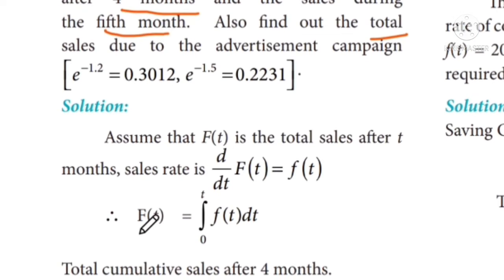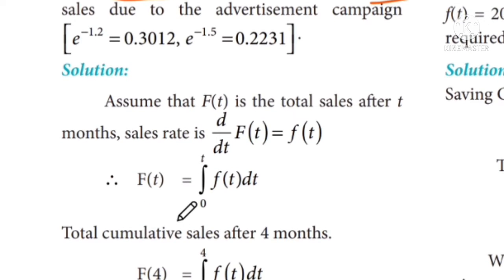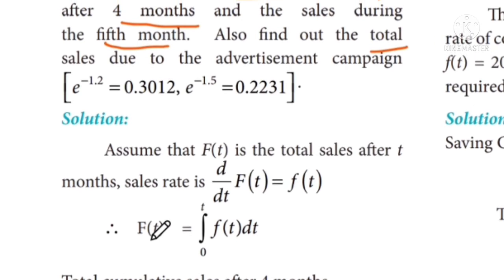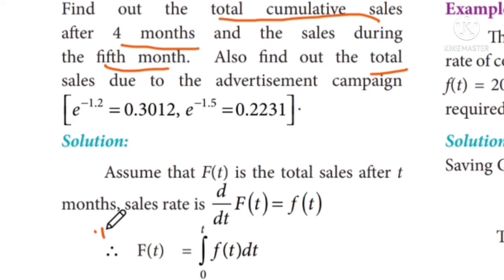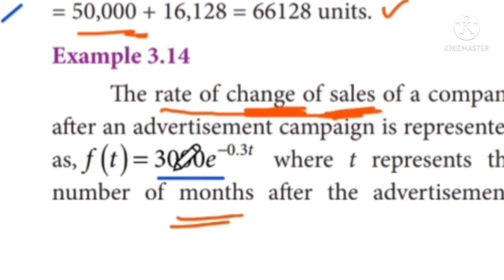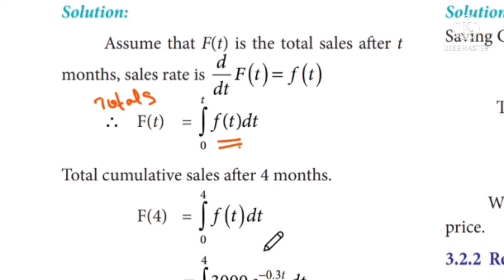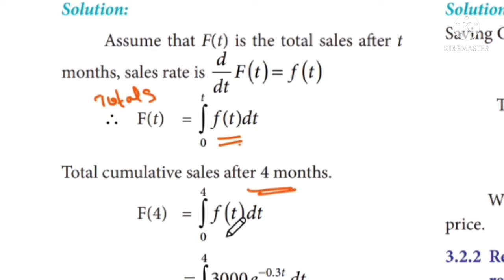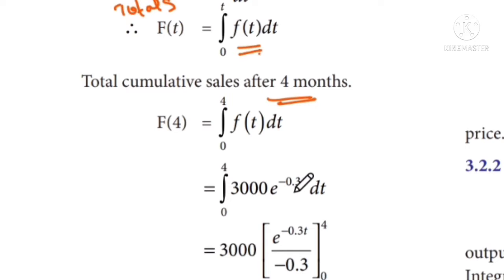So once again, what is the cumulative sales formula? F of t is equal to the total sales. This is the formula: integral from 0 to t of f of t dt. The function itself is given: 3000 e power minus 0.3t. We are going to find for 4 months. So 0 to 4, 3000 e power minus 0.3t dt.